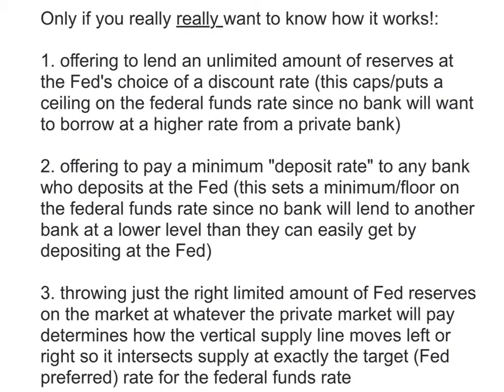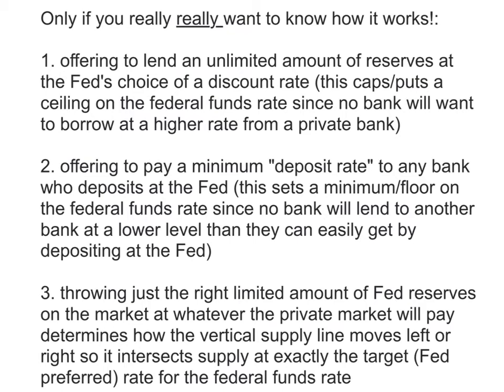So this is called the discount rate. And so the Fed effectively can choose the discount rate, and if a bank wants to borrow from the Fed at that discount rate, it can borrow as much as it wants. That's why it's sort of a horizontal line. It's an infinite supply at that rate.